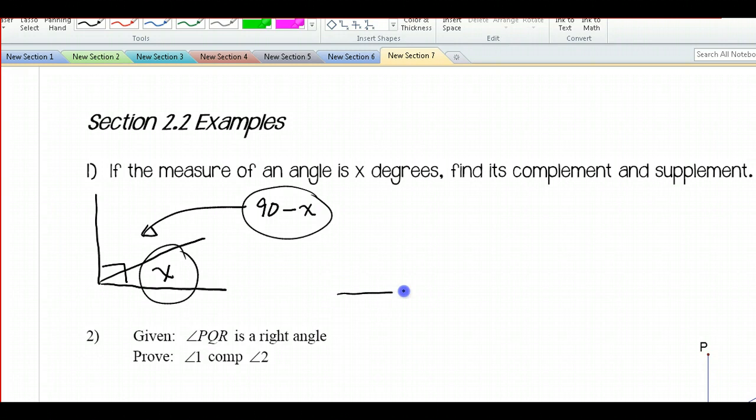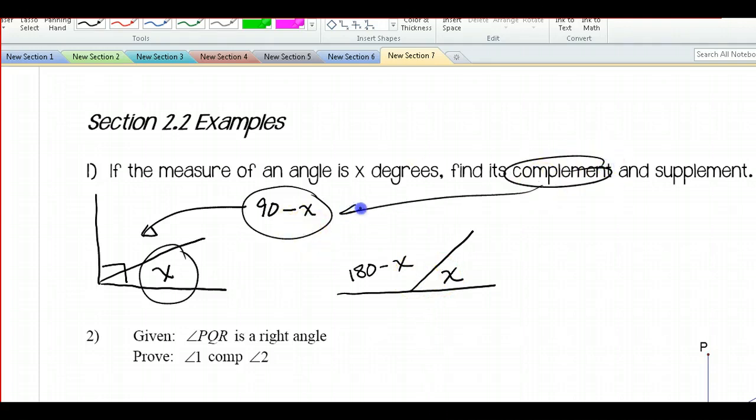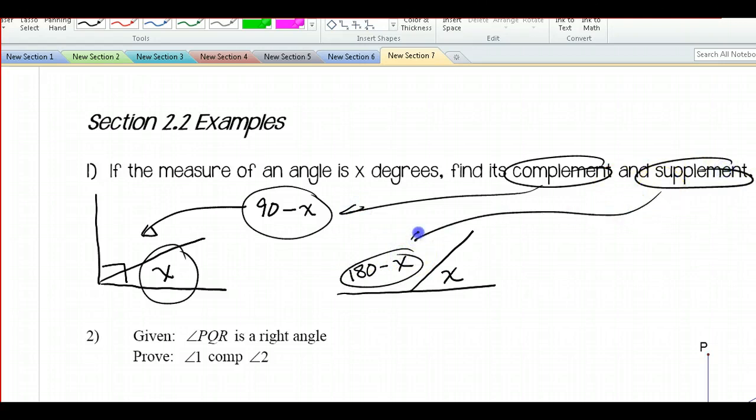And then again, I'm going to look at two supplementary angles that share a vertex. They don't necessarily have to. So if this angle is x, then this would be what's left of the 180. That would be 180 minus x. So again, x and 180 minus x are supplementary. So 90 minus x is the complement, and 180 minus x is the supplement.